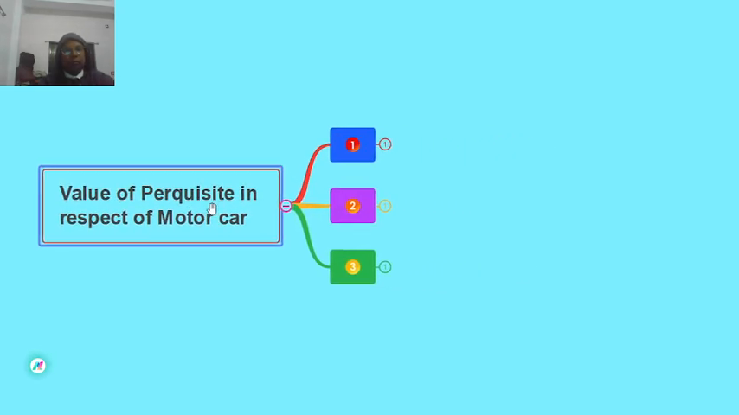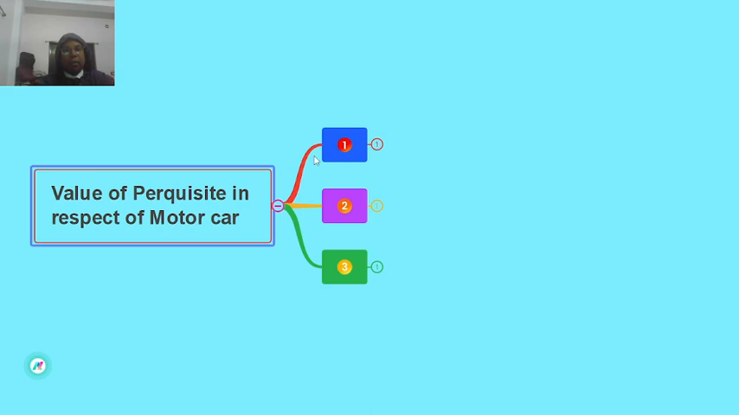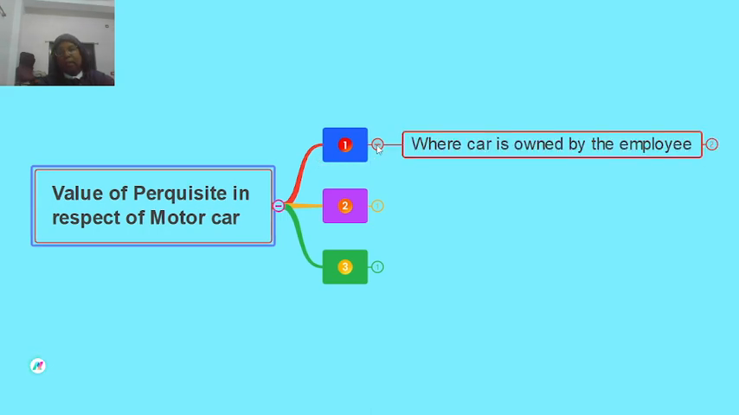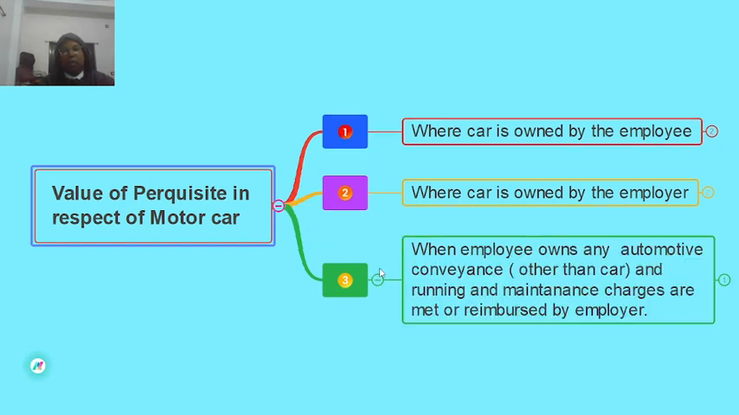Here, the motor car may be owned by the employee, or the motor car is owned by the employer, or the employee owns any automotive conveyance other than the motor car, and running and maintenance expenses are made or reimbursed by the employer. So in the three cases, what will be the value of perquisites? Then we should understand here.